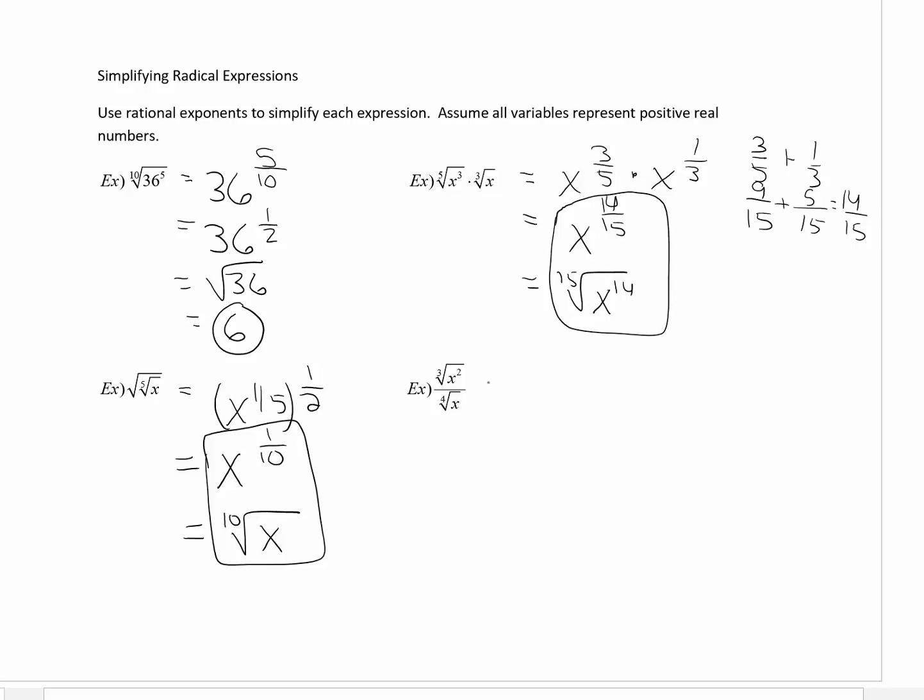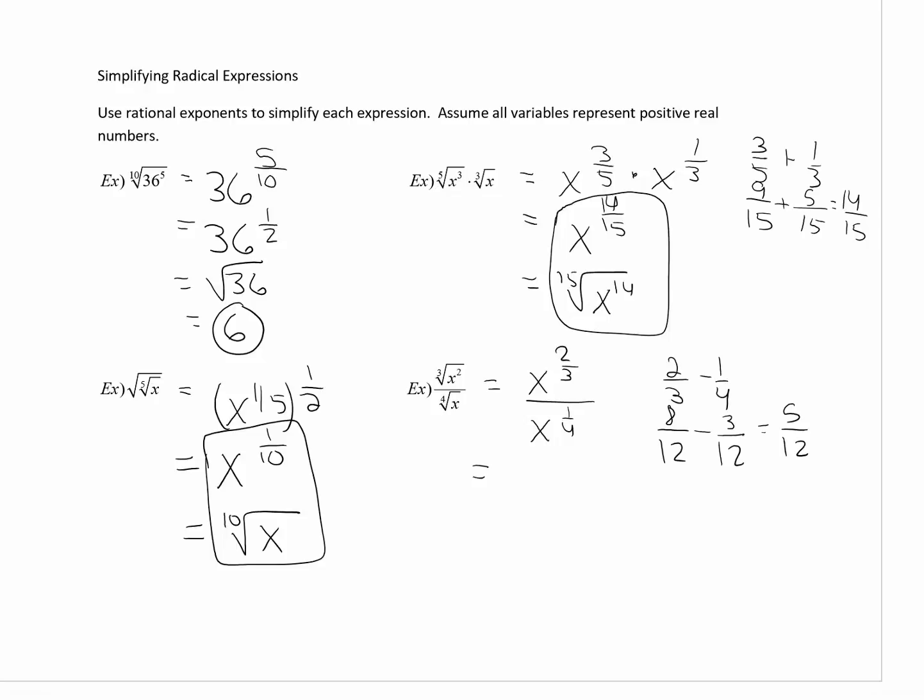Okay, one other example. Again, the first thing I will do is I will write these as rational exponents. The numerator is x to the 2/3. The denominator is x to the 1/4. When you are dividing exponents with the same base, you subtract powers. So when I do that, I get this. So here I get x taken to the 5/12th power. If I want to write that as a radical, that would be the 12th root of x to the 5th.